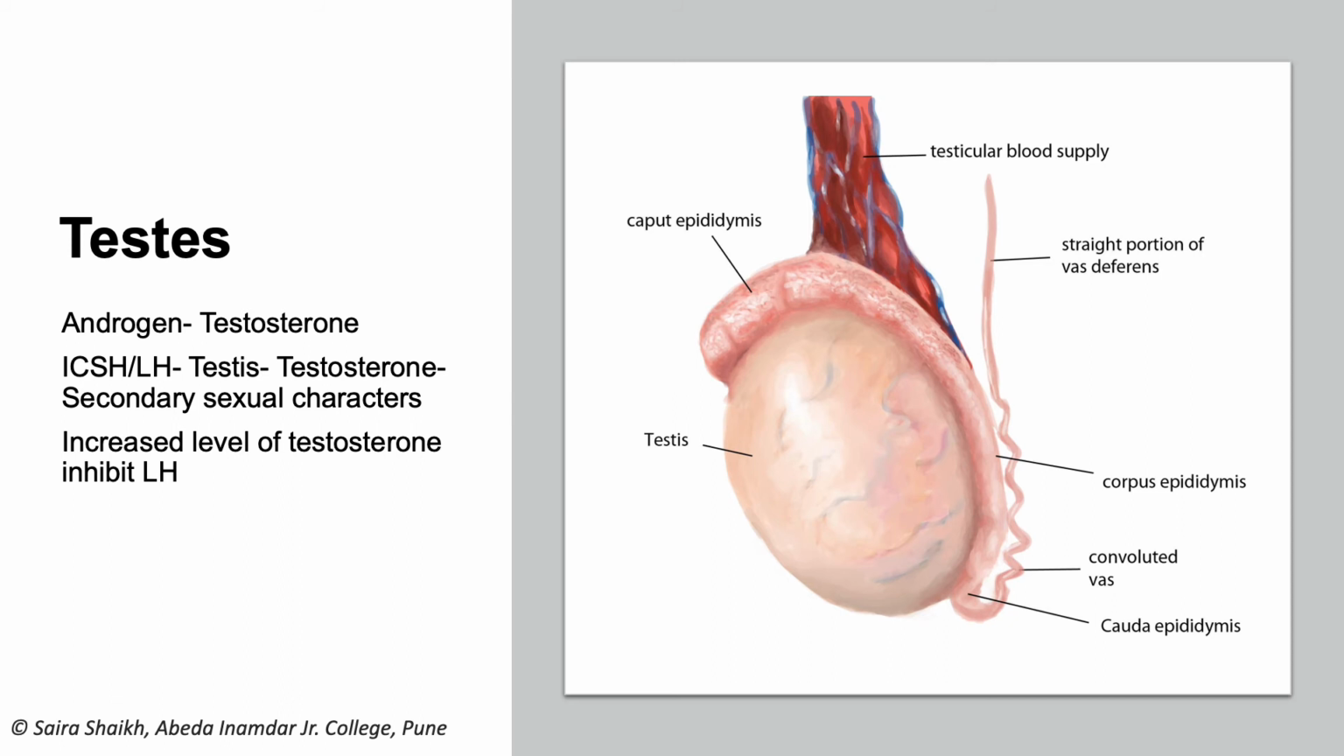They are responsible for giving the secondary sexual characters such as facial and pubic hair, deepening of the voice, broadening of shoulder, etc. It also helps to maintain the testes.